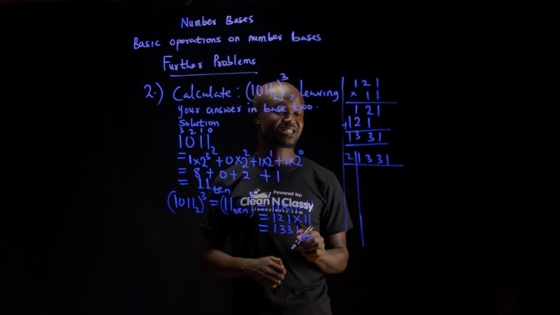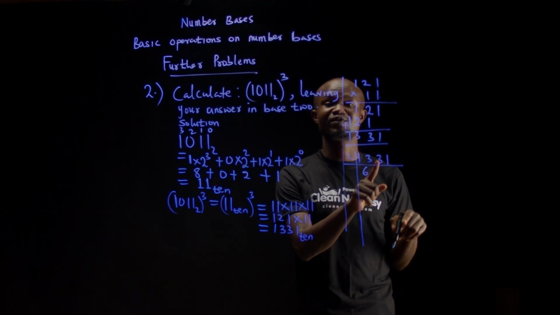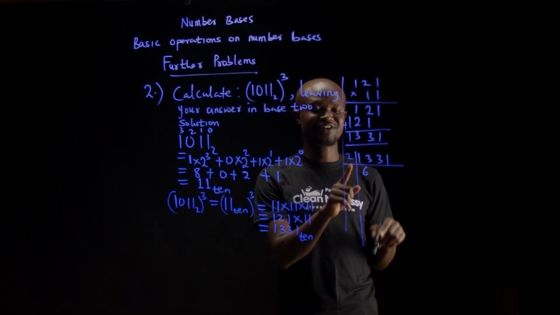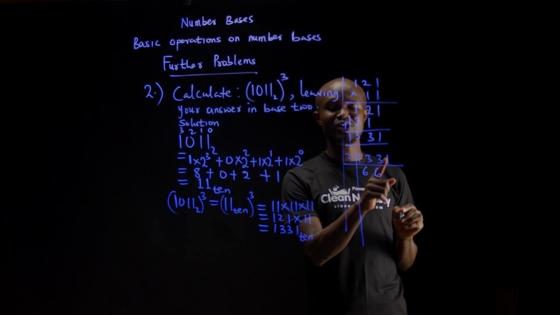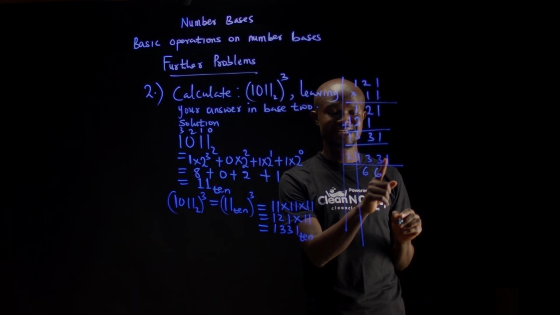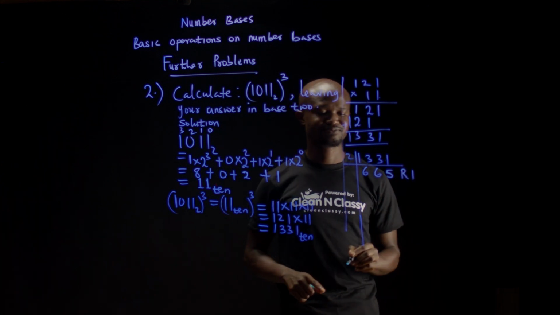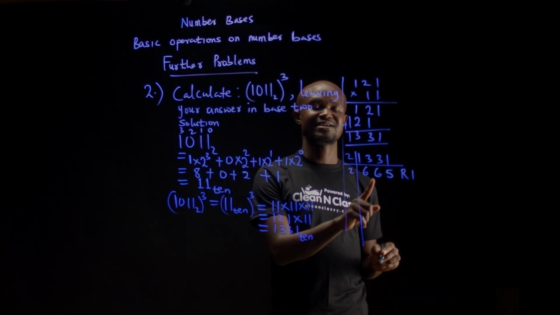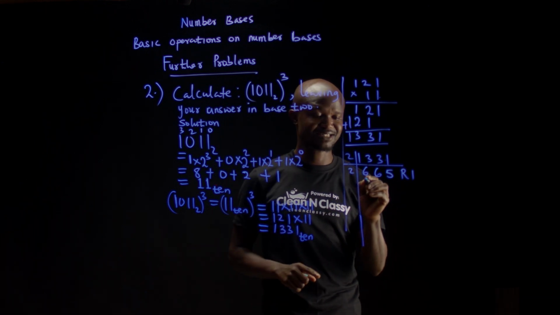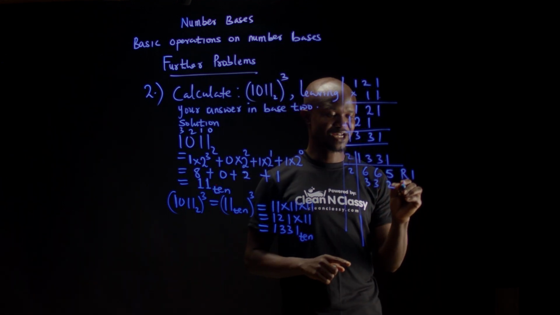Now, 13 divided by 2 is 6, remainder 1. We take that 1 and put it in front of the next 3, we have 13 also. 13 divided by 2, we also have 6, remainder 1. We put the 1 in front of the last 1 here, it will now become 11. 11 divided by 2, we have 5, remainder 1. Now we divide by 2 again. 66 divided by 2 is 33. Now 5 divided by 2 is 2, remainder 1.